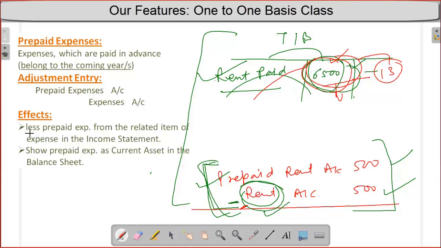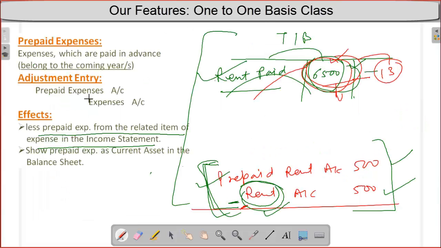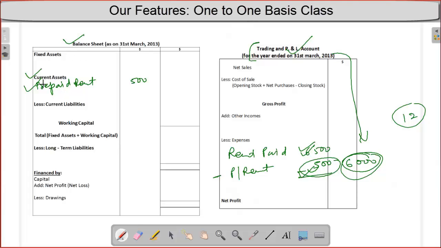Now see the impact. See, what is the first impact? Less prepaid expense from the related item of expenses in the income statement. So see, in the income statement, this is the income statement and this is the related item, and from this related item I subtracted the amount of prepaid rent. So this is the first impact. And second impact, show prepaid expense as current assets in the balance sheet. So this is the balance sheet, under head current asset I showed the amount prepaid rent.